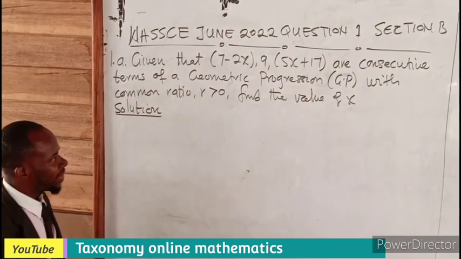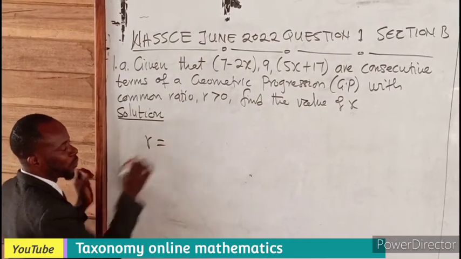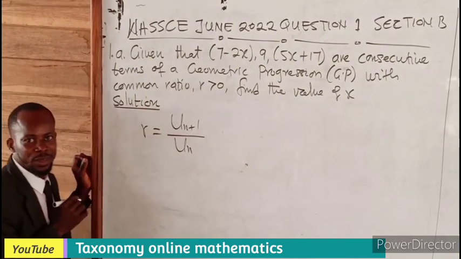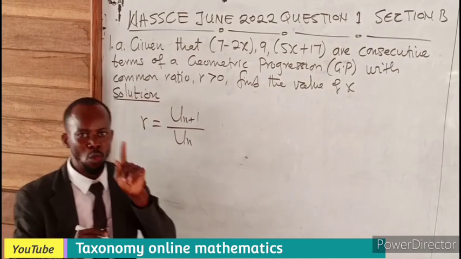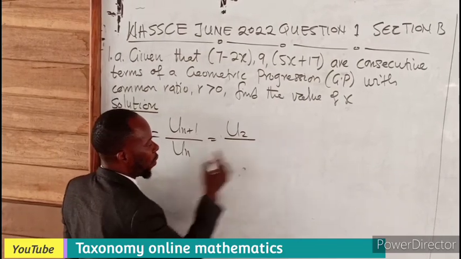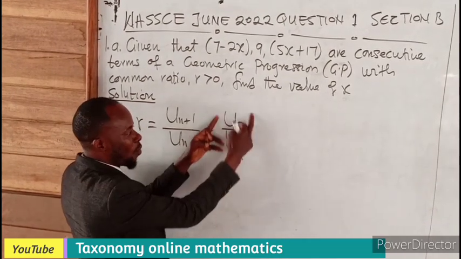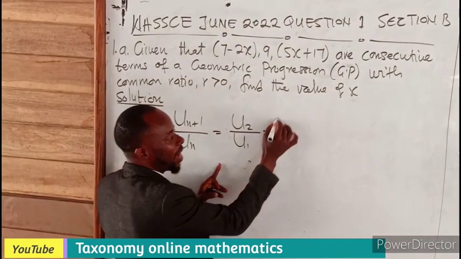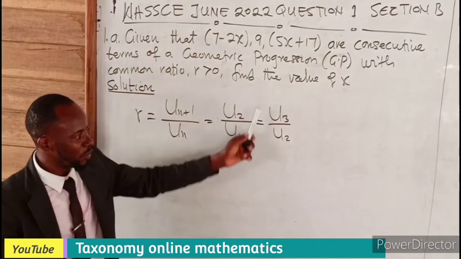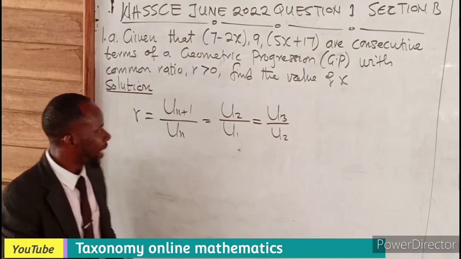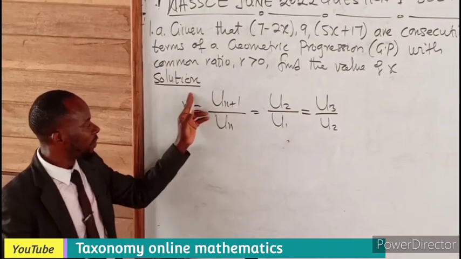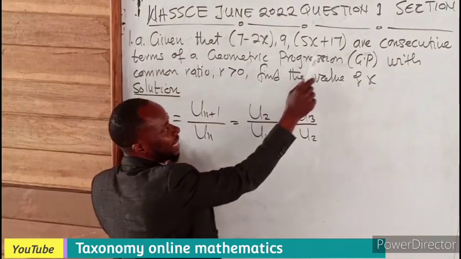When we start with GP, we know that to find the common ratio, it is by the formula u(n plus 1) over un. So in case our n assumes 1, it's going to be 1 plus 1, which gives us 2, the second term, over u1. This common ratio is the same as u3 over u2. The third term divided by the second term will give me my common ratio. The second term divided by the first term will also give me my common ratio.